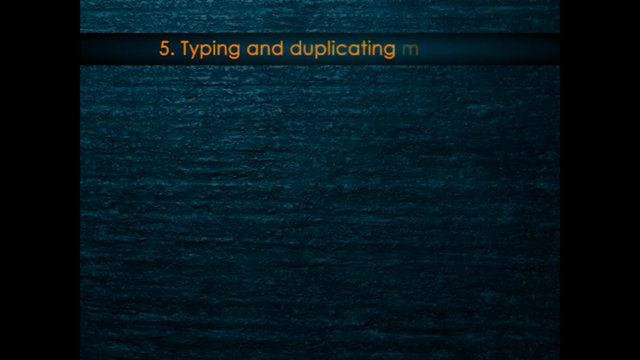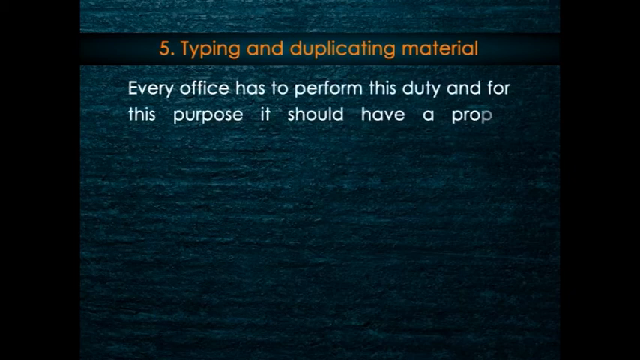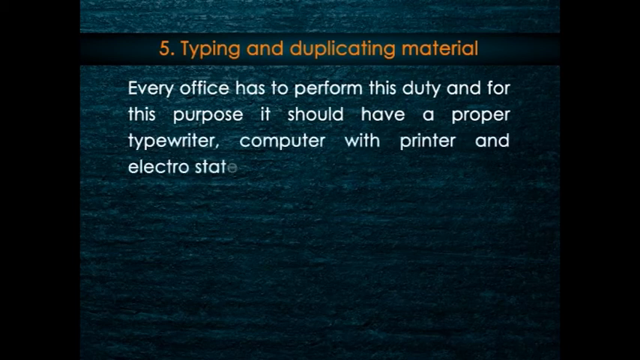Number 5. Typing and duplicating materials. Every office has to perform this duty, and for this purpose it should have a proper typewriter, computer with printer and electrostat machine. Number 6.